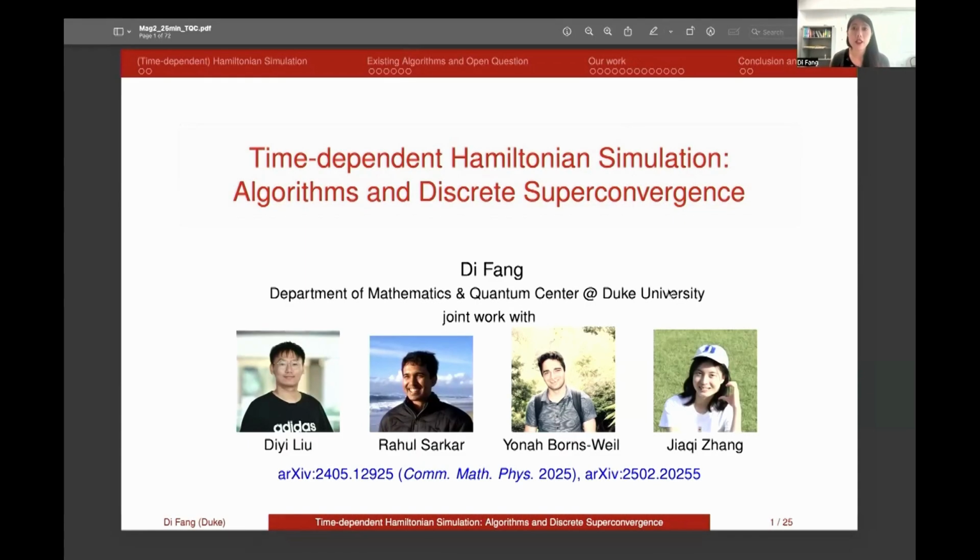So let's get started. What I'm going to talk about is time-dependent Hamiltonian simulation. So as you can imagine, this will be a quantum algorithm talk. It will consist of two works. The first work is joint with these two collaborators, where we will design a quantum algorithm together with the circuit and general complexity estimate. The second work is joint with these two authors, where we will dive into a very intriguing behavior of the algorithm, so-called superconvergence, where we were able to provide a rigorous proof on the fully discrete case.